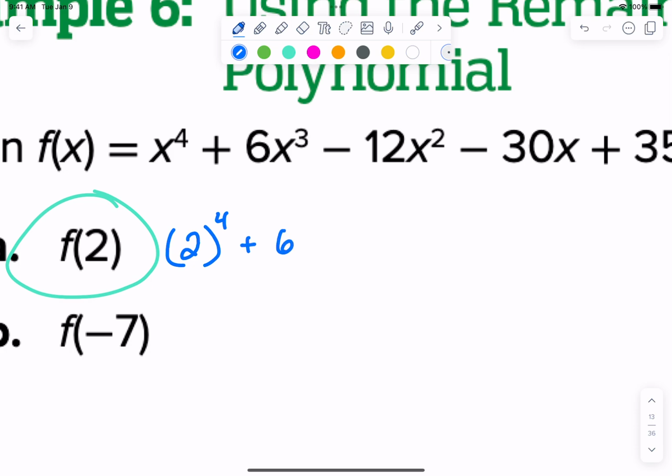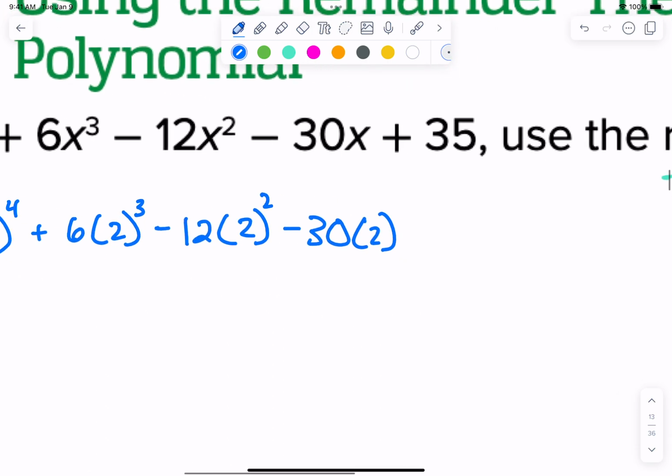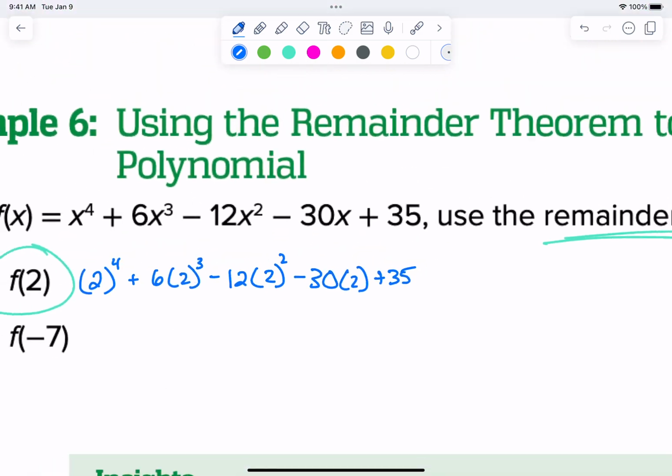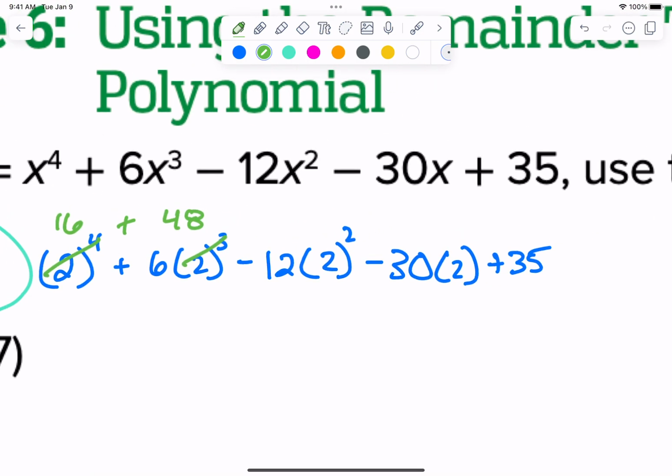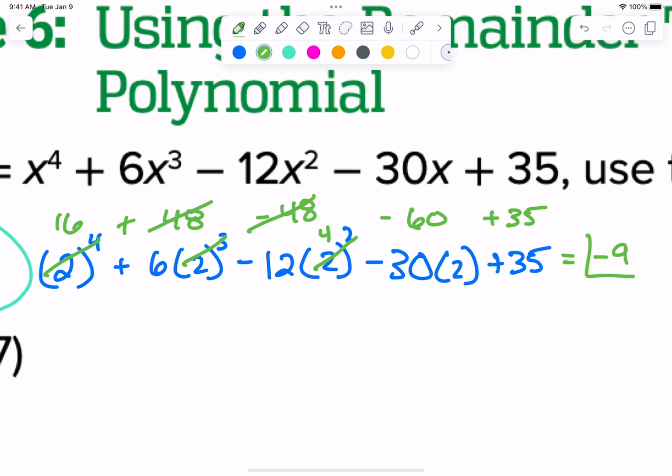Hold on, let me write this down. We are plugging 2 in, and it's a lot. 2 to the 4th is 16. 2 to the 3rd is 8 times 6 is 48. So somebody take a running total. 16 minus 48. Hey, that cancels. Get rid of those. Minus 60 plus 35. That's negative 9. Okay?